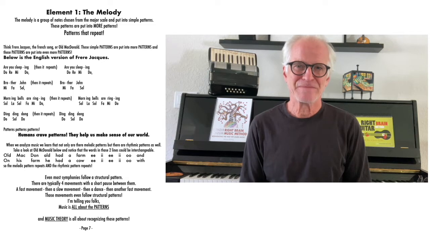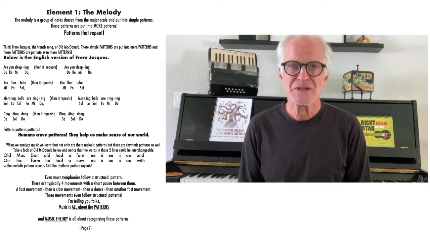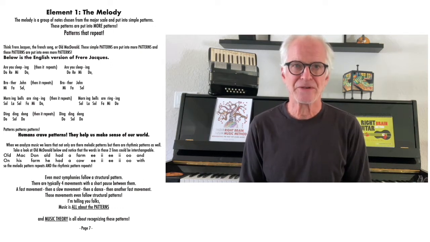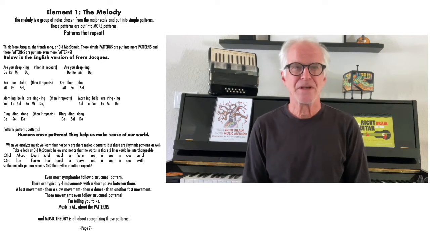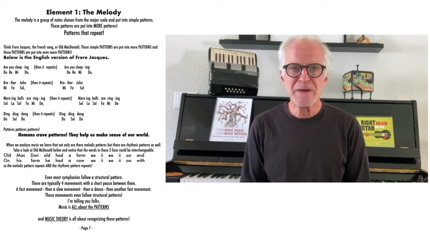Page 7, element number 1, the melody, the most important element in music. The melody is a group of notes chosen from the major scale and put into simple patterns. These patterns are put into more patterns, patterns that repeat. Let's look at Frère Jacques, the French song, or Old MacDonald had a Farm. Those simple patterns are put into more patterns, and those patterns are put into even more patterns.